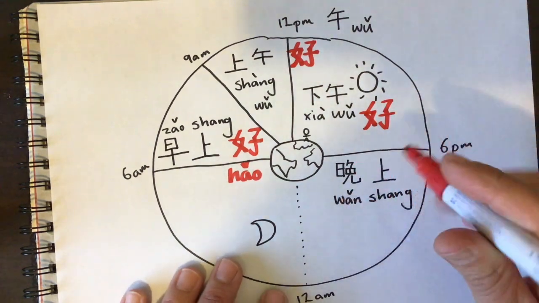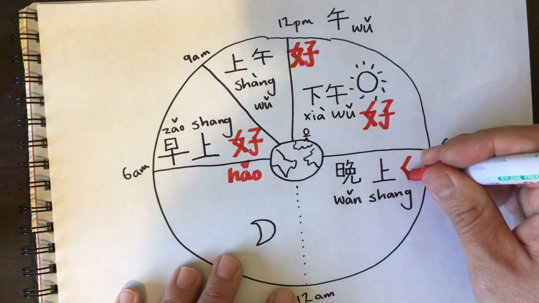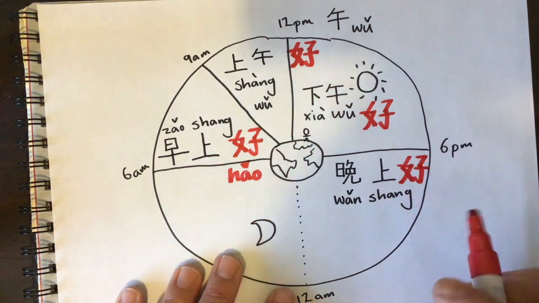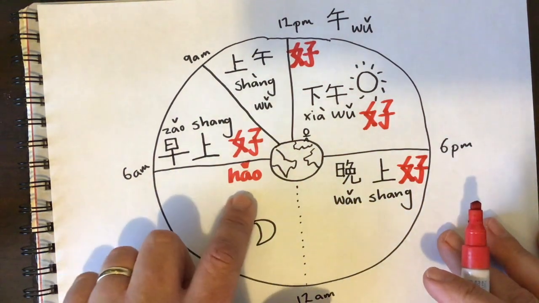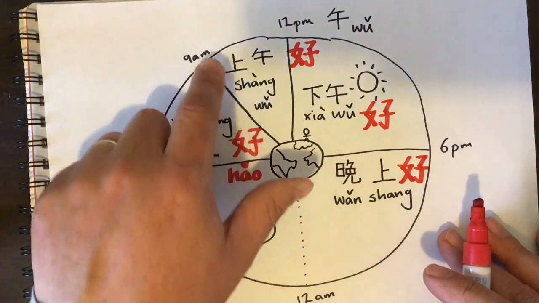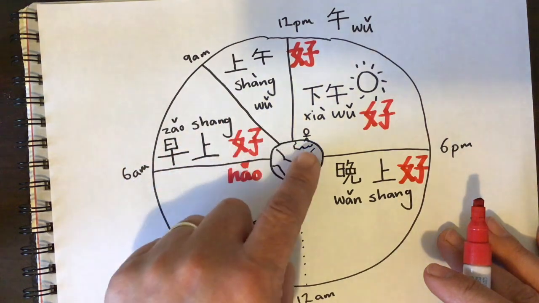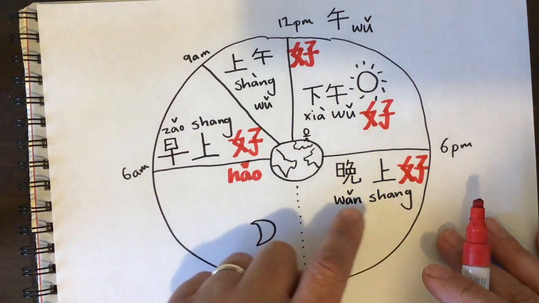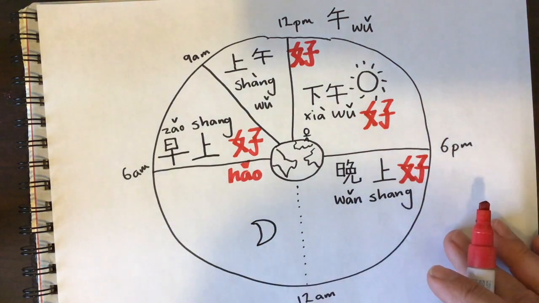And now, Wan Shang Hao. And we are saying just a few extra greetings here. 早上好, good morning, very early. 上午好, good morning, so good mid-morning. 下午好, good afternoon. 晚上好, and that's good evening.